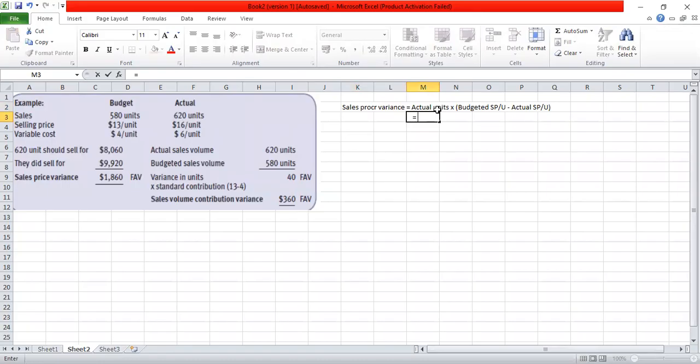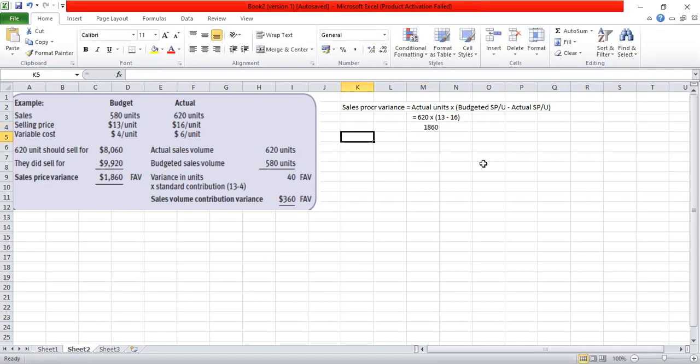The actual number of units are 620 into the difference in the selling price. The standard selling price, budgeted selling price is 13, actual selling price is 16. The answer here is equal to 620 into the difference, which is 3.